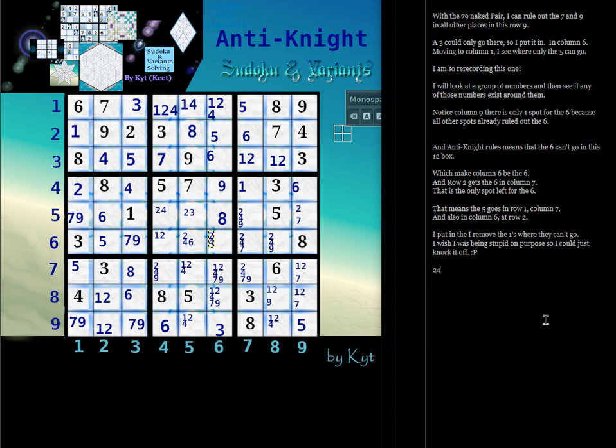Okay, 2, 4, 2, 3, 2, 4, 9, 2, 7. Okay, oh yeah, and 7, 9 on row 5. 2s, 4s, 3s. Okay, 3 can only go in column 5, row 5.